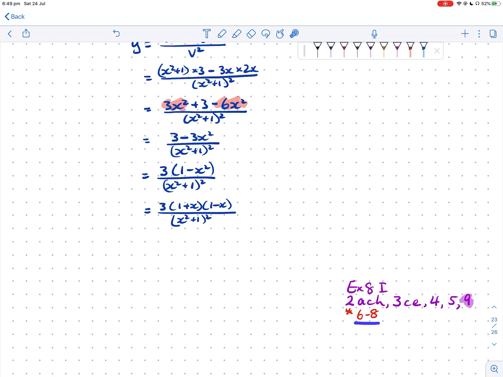Questions 6 to 8, have a go at if you feel like you need a bit of a challenge, or if you finish the work and you want to give a couple of extra questions a go.